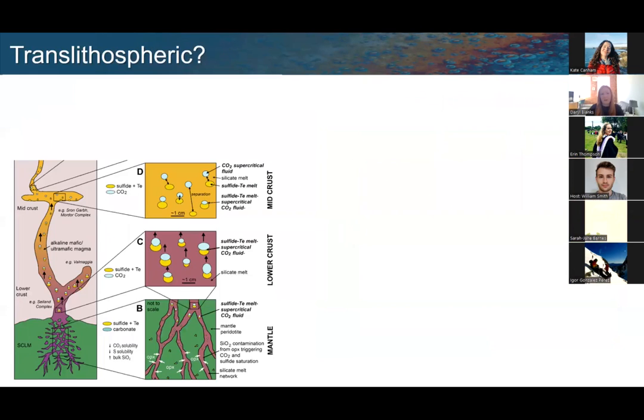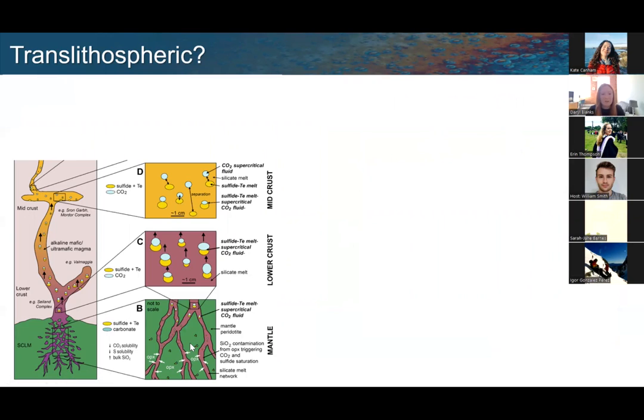So another way that we can actually increase the amount of CO2 in the mantle is by interaction of these low degree partial melts with the mantle itself. So silica contamination actually can trigger CO2 and sulfide saturation. And another way to do this is even through metasomatization, which actually causes an increase of CO2 in the mantle.